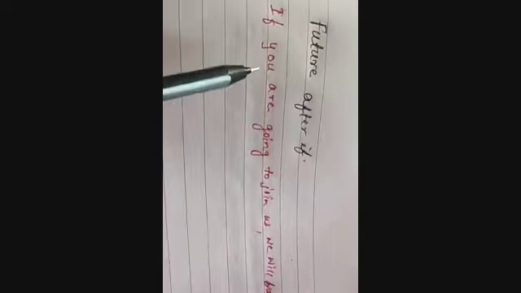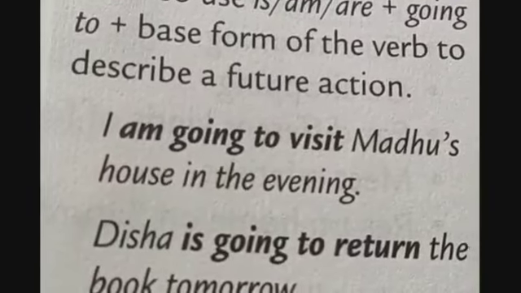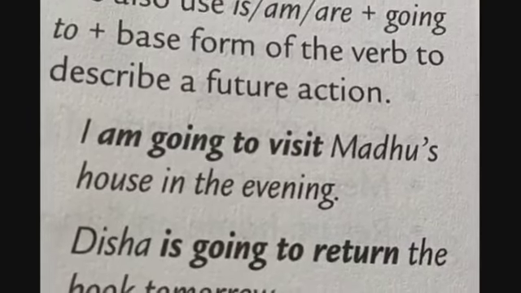Or after if we also use going to. If you are going to join us, that means for posing a condition. So if you are going to join us, we will wait for you. So there is a condition and there is an affirmation in future. Okay. So we are also using going to. So going to is used with the base form of the verb to describe a future action. Now let's see the book exercises.